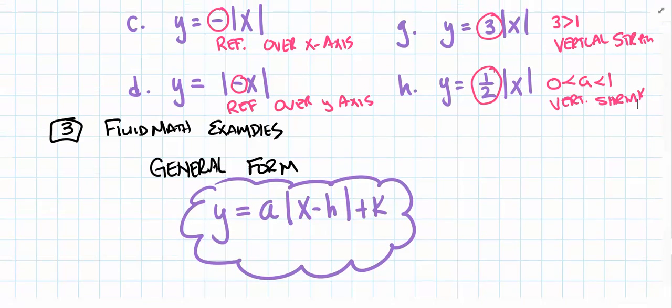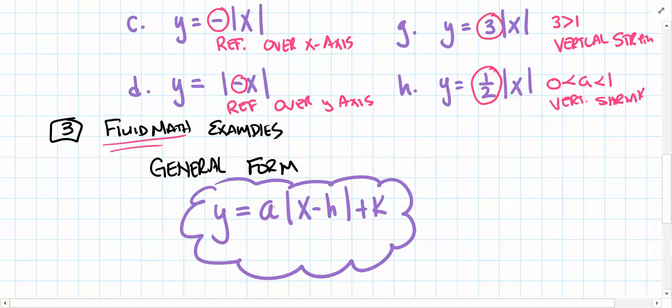So I'm going to talk a little bit about this general form, and then we're going to explore it on Fluid Math together, okay? So the a out in front of our function value is going to give us vertical stretches, and those can be either skinny or fat. We'll talk about that in just a second.